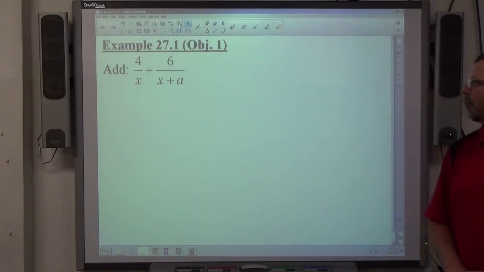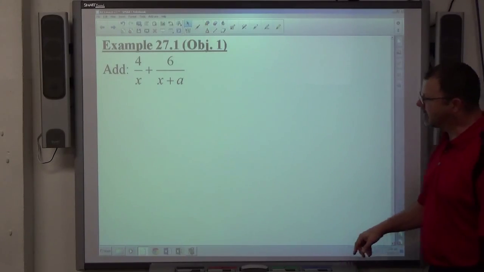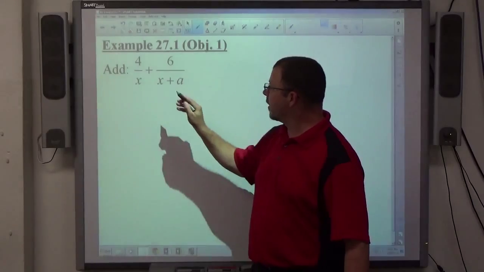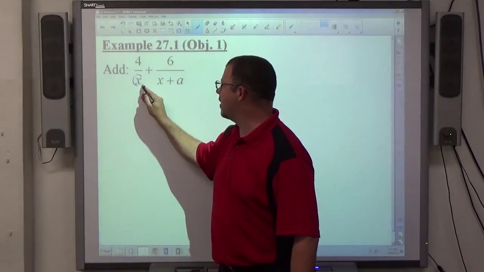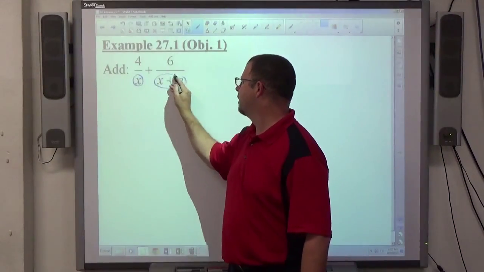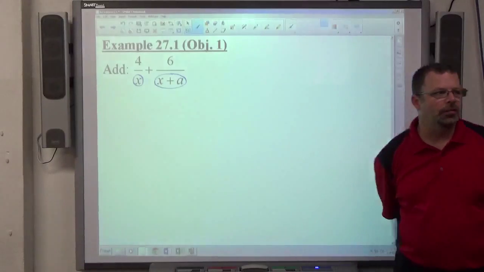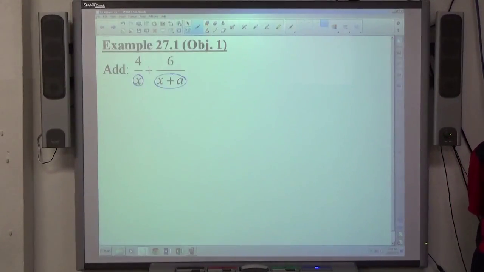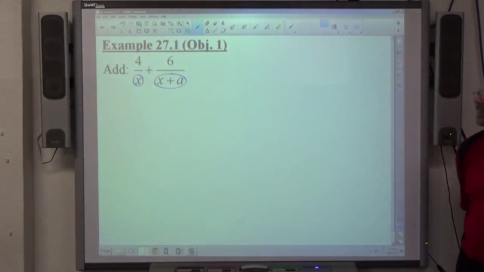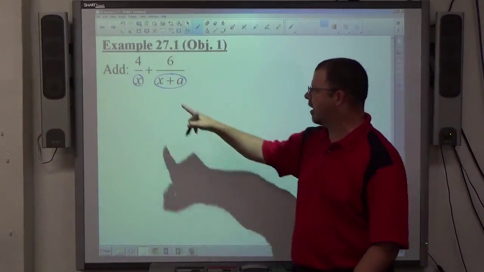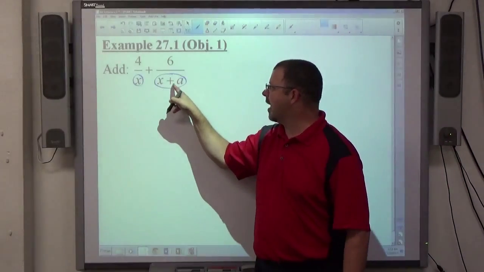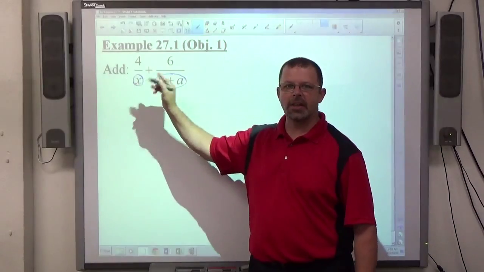Example 1, add 4 over x plus 6 over x plus a. What I want to look at when I'm adding fractions is the denominators themselves. And I'm looking for common factors before I start finding the least common denominator. What you'll notice here is that x is in both of these objects. But this x is being added to a, this x is not being added to a, that's just x.